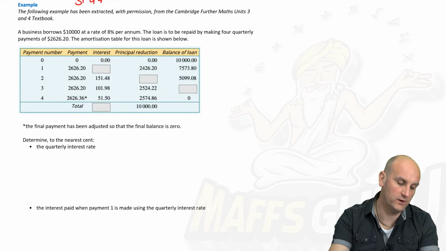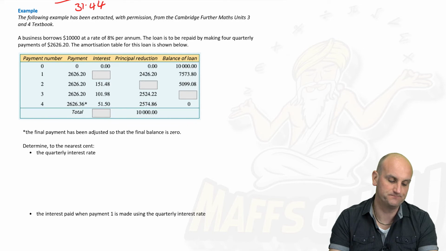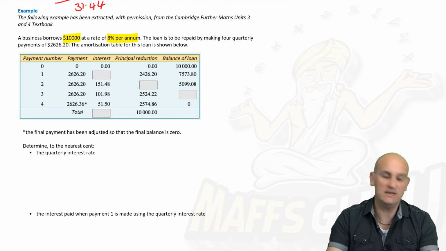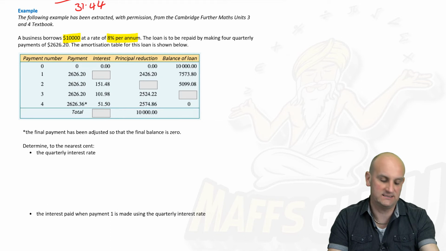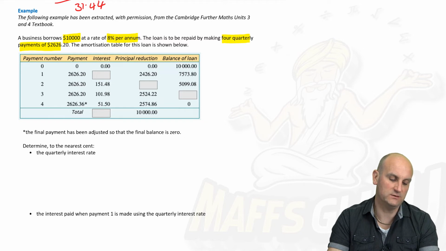Here we go. The following example has been extracted with permission from the Cambridge Further Maths Units 3 and 4 textbook. A business borrows $10,000 at a rate of 8% per annum. Notice how I always highlight the things that are important to me. I want you to be drawn to that in an exam if it's helpful. The loan is to be repaid by making 4 quarterly payments of $2,626.20. The amortization table for the loan is shown below.